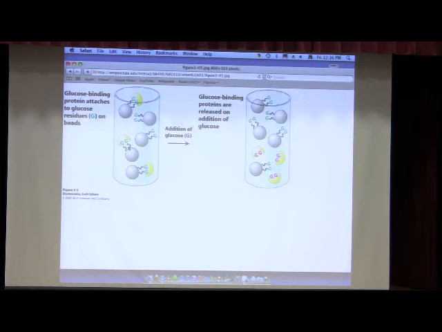My question to you is, how do I get my proteins off the column? What do I have to add? More ATP. More ATP, right? On, off, right? Comes off, ATP replaces it. So if I want to get my stuff off the column, I replace it with ATP.